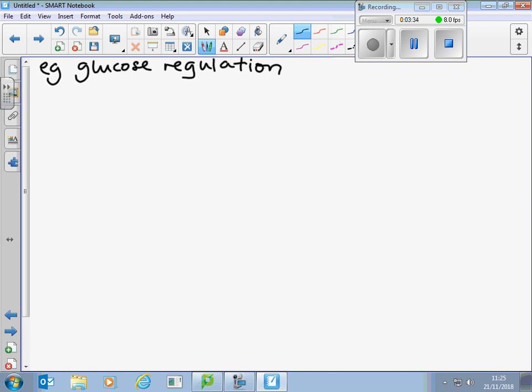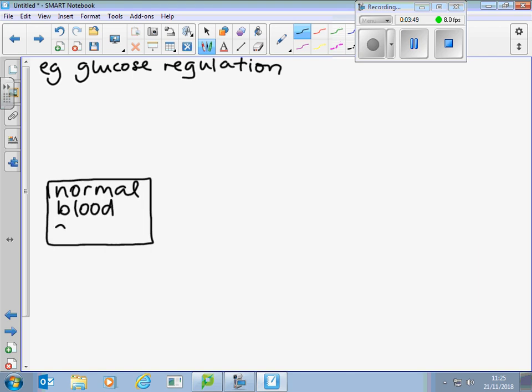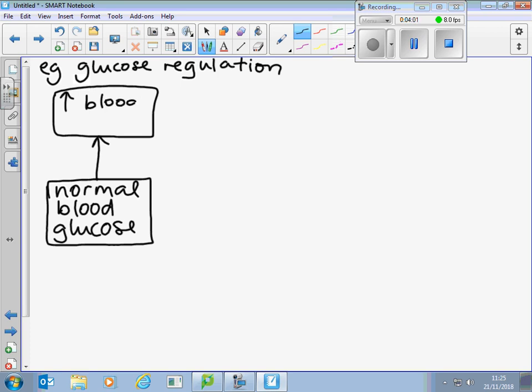I'm going to keep it really simple. If we start with normal blood glucose here, I'm going to go up and down from my starting point, so it may go up, it may go down. If it goes up, I will just put an up arrow in here to say raised blood glucose. That's detected by cells in the pancreas.